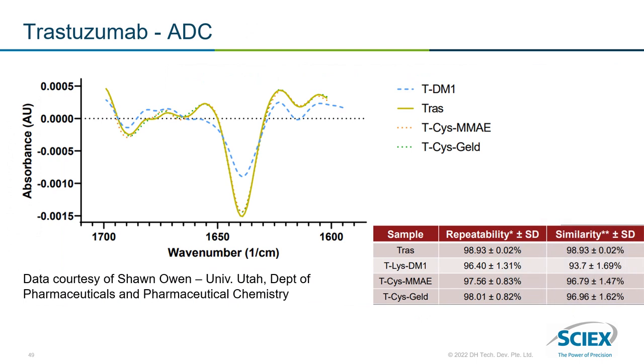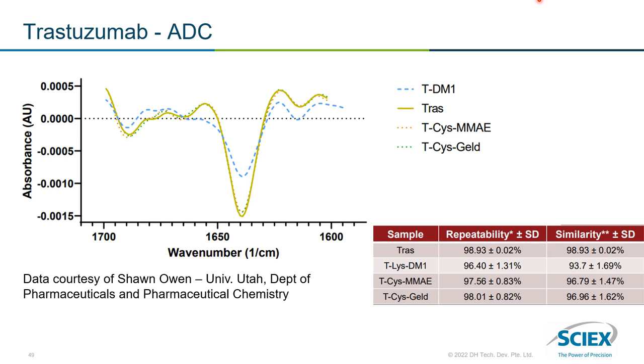My last example is looking at trastuzumab alone or conjugated to three different drugs using two different conjugation chemistries. You can see that trastuzumab conjugated via thiol chemistry to MMAE or GELD still give us spectra which is basically superimposable with trastuzumab alone. You can also look at the similarity scores in the lower right, and there's no statistically significant change in the structure between trastuzumab by itself or conjugated to MMAE or GELD.